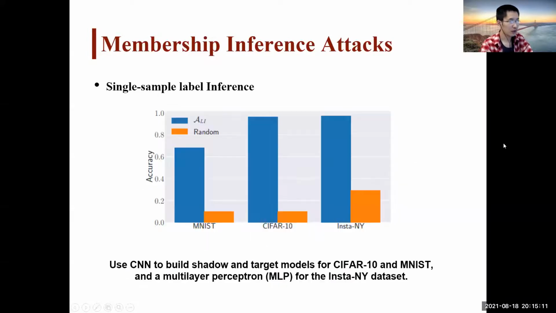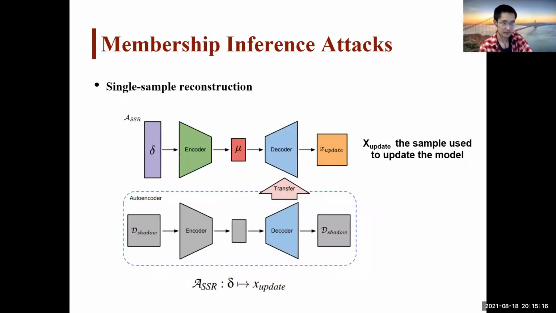And here, from the single sample label inference, they will try to do the data reconstruction. That is, given the posterior difference data, the attack is trying to construct the updated data, here denoted as X. And they want to make this updated data exactly the same as the data used to update the online learning model.